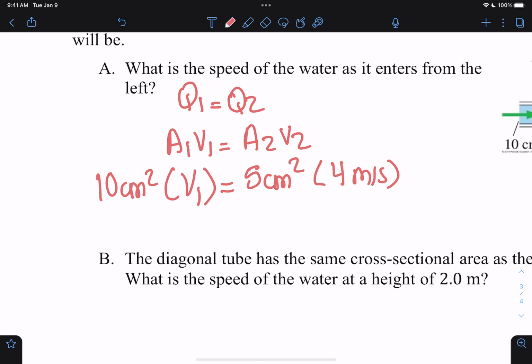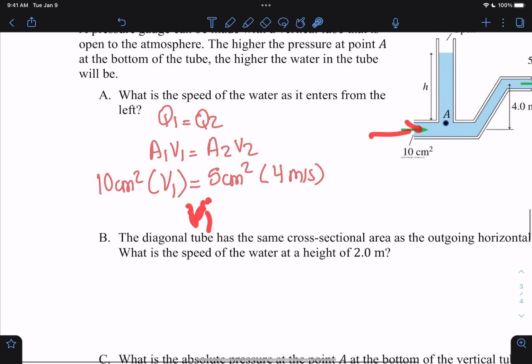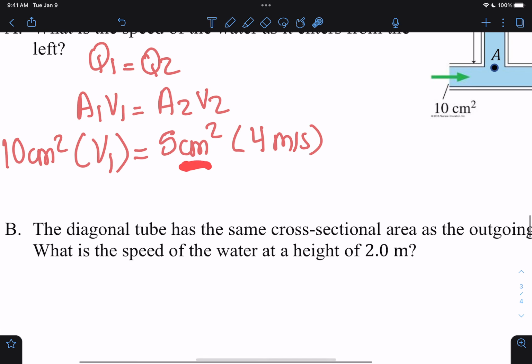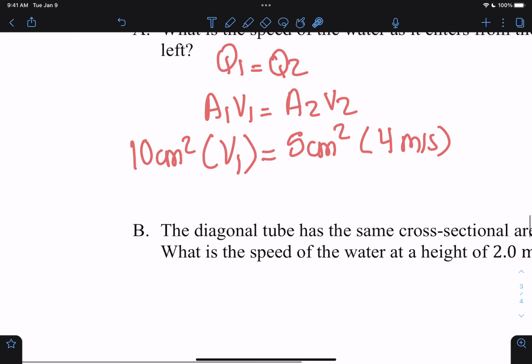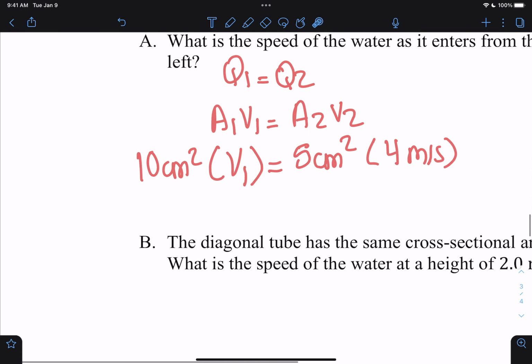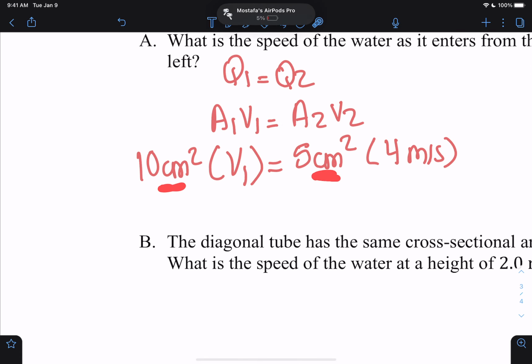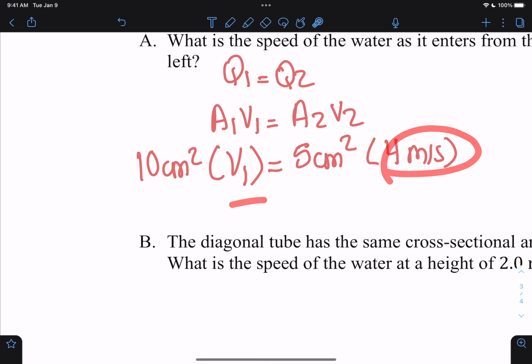Well, what's the velocity for the first one? And so we can simply divide things over, and we can get our V1 there, right? Which is the velocity or the speed as the water enters from the left. Now, you might be wondering, why are you mixing and matching centimeters and meters? Well, in this type of equation, as long as the values on either side are the same, it's fine, because if you have centimeters squared and centimeters squared, once you divide them over, the units will just cancel out, and then you're just left with meters per second on either side.